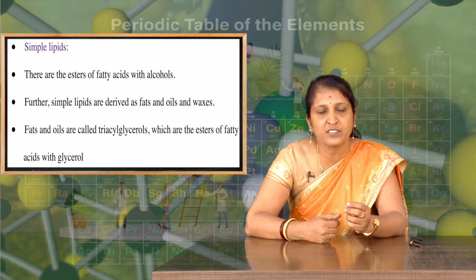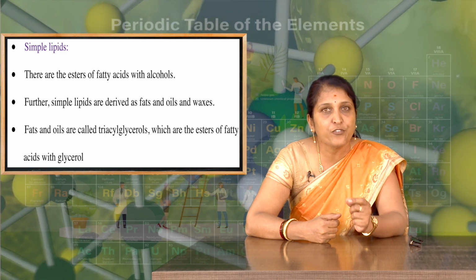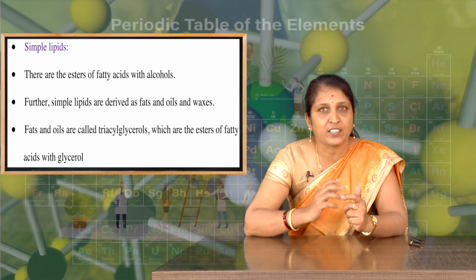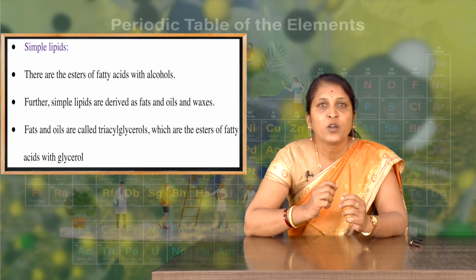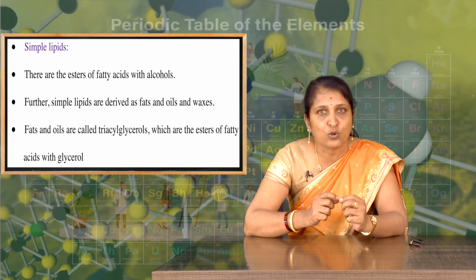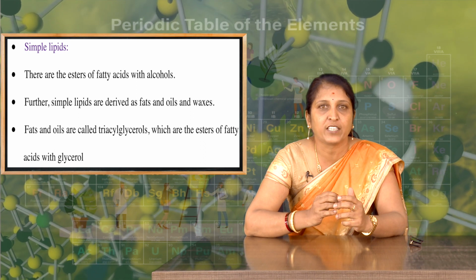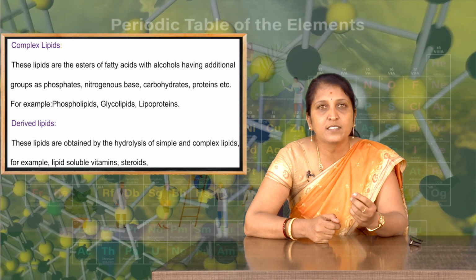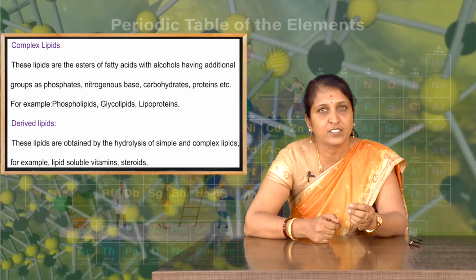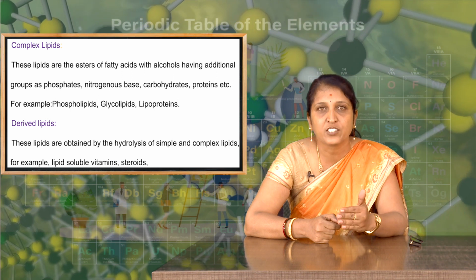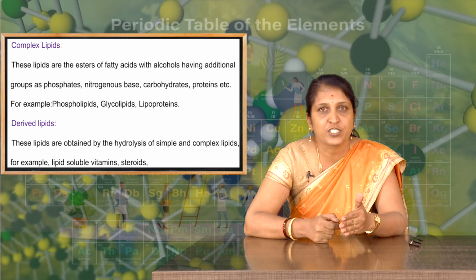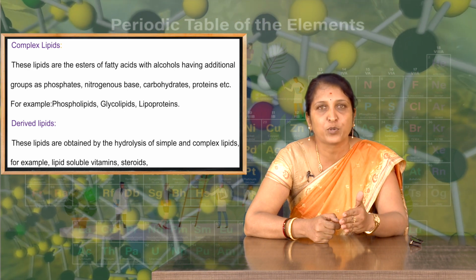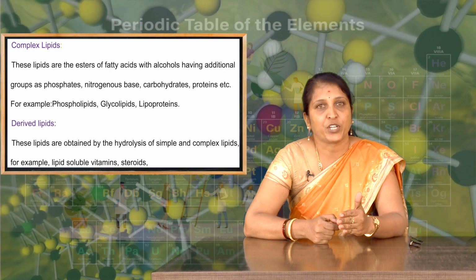First one is simple lipids. Simple lipids are the esters of fatty acid with alcohol. Further, the simple lipids are divided into fats and oils and waxes. Fats and oils are called triglycerols, which are the esters of fatty acid with glycerol. Next one is complex lipids. These lipids are the esters of fatty acid with alcohol having additional groups such as phosphate, nitrogenous base, carbohydrates, proteins, etc. For example, phospholipids, glycolipids, lipoproteins.